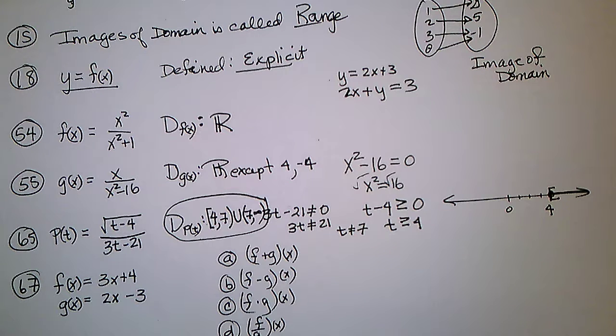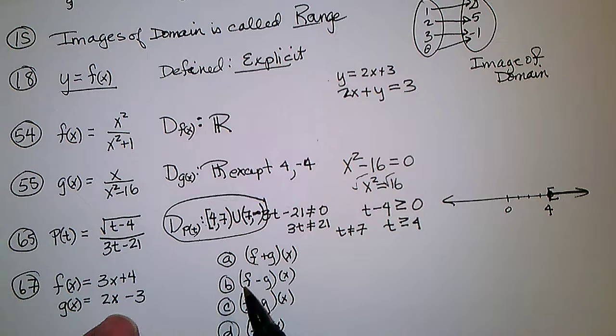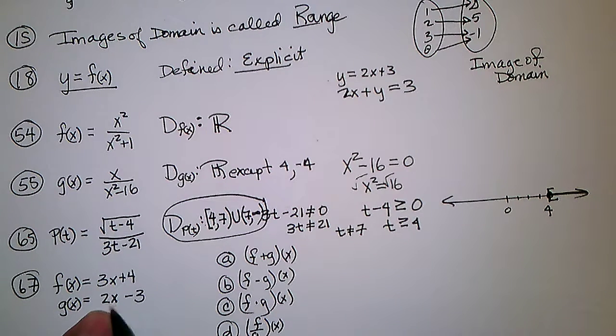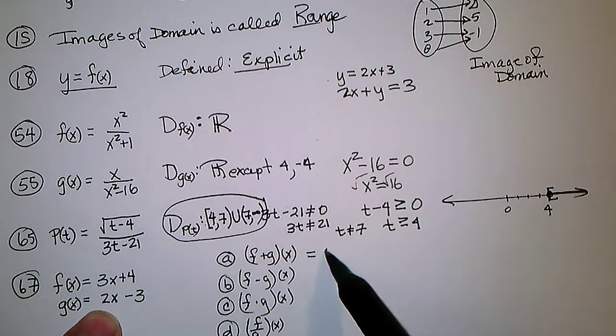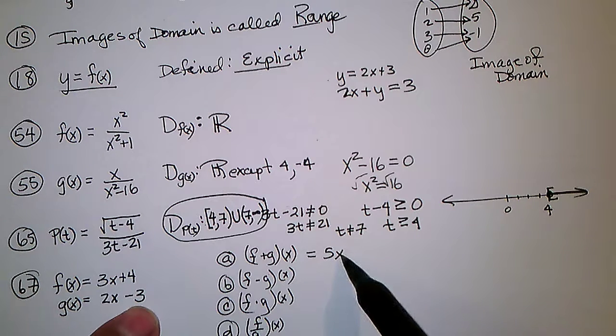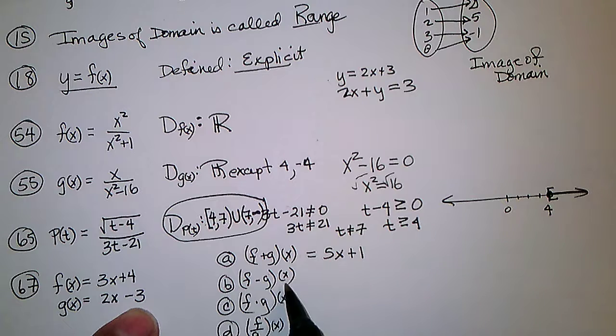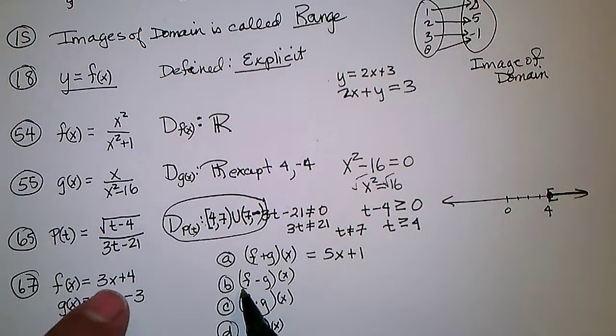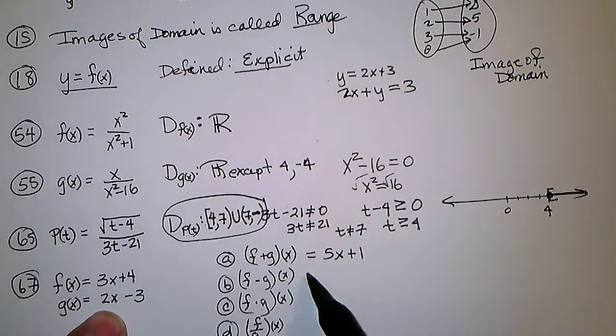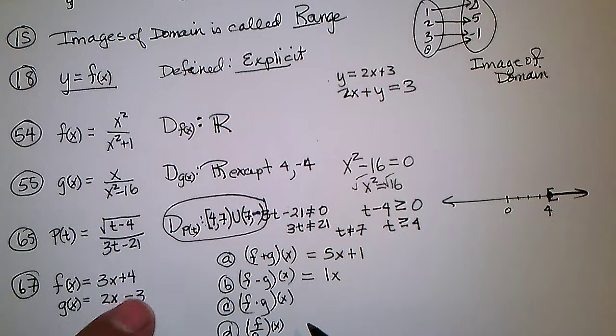67. Here's f and g, and we're supposed to find f plus g, so we add these two. Looks like we'd have 5x plus 1. It says subtract them. So f, 3x, minus 2x would be 1x. 4, subtract a negative 3.